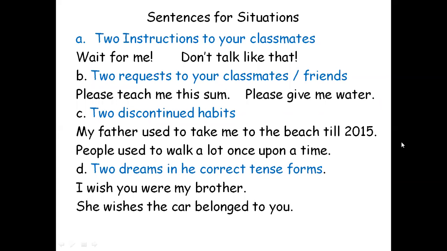I wish you were my brother. She wishes that the car belonged to you. Here, you cannot find out the tense sequence. You cannot justify the tense here. I wish you were my brother. She wishes that the car belonged to you. That means, I wish you were my brother.